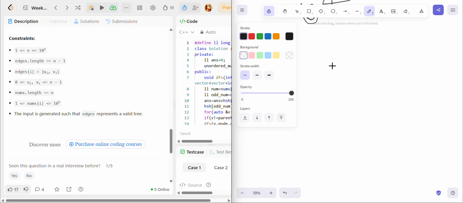Now the constraints are n is less than or equal to 10 raised to the power 5, and the edges' length is from 0 to n minus 1. Inputs are generated so that the edges represent a valid tree.